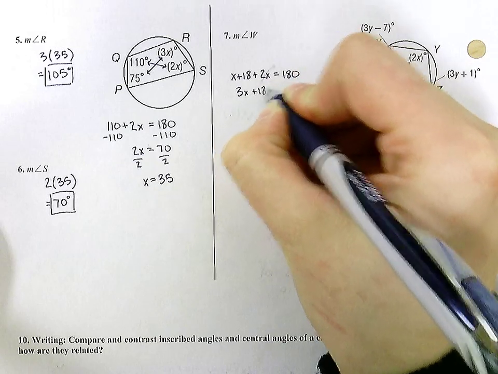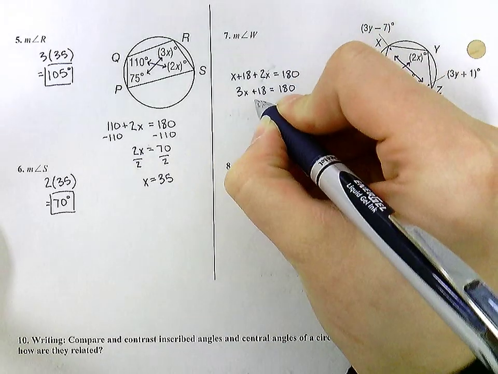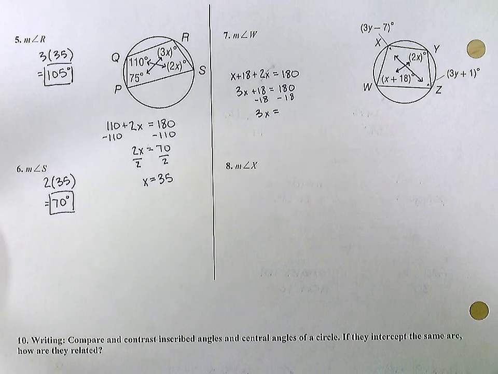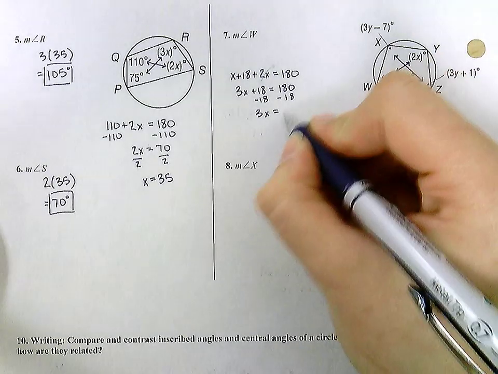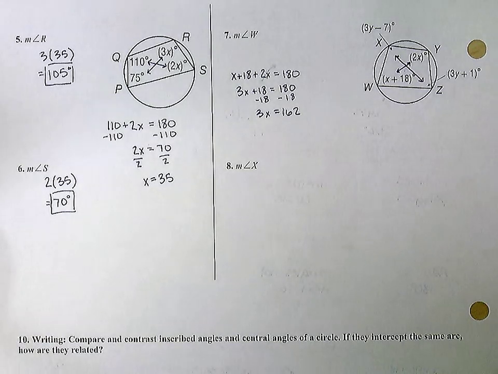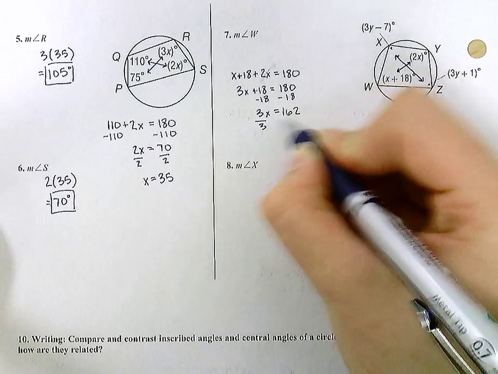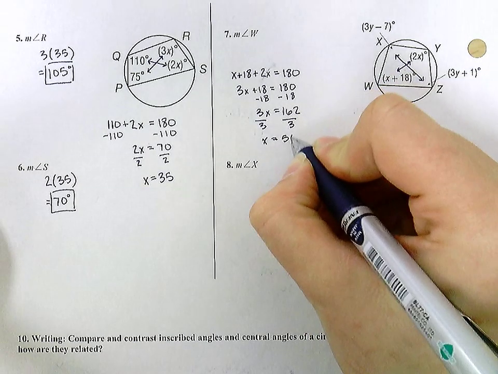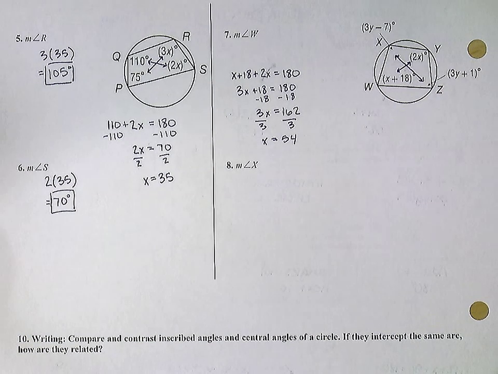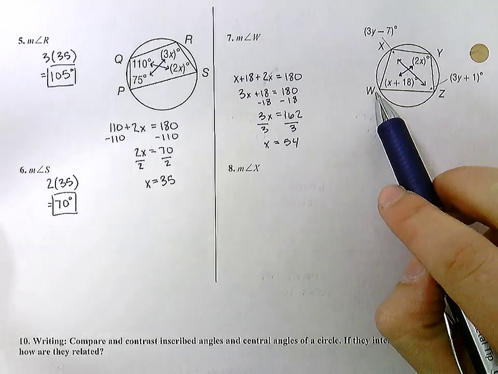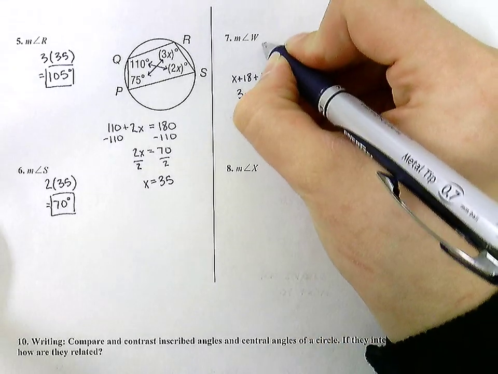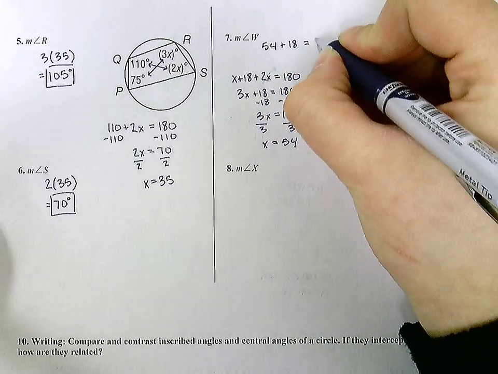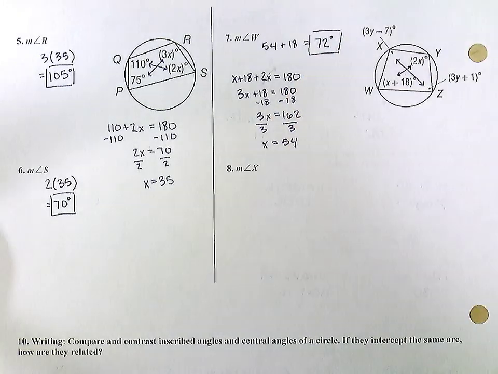So we have 3x plus 18 is equal to 180. Subtract 18 from both sides of my equation to get 3x is equal to 162. Divide both sides by 3. So x equals 54. So to get angle W, I'm going to plug in 54 for x. So we have 54 plus 18. That's 72 degrees.